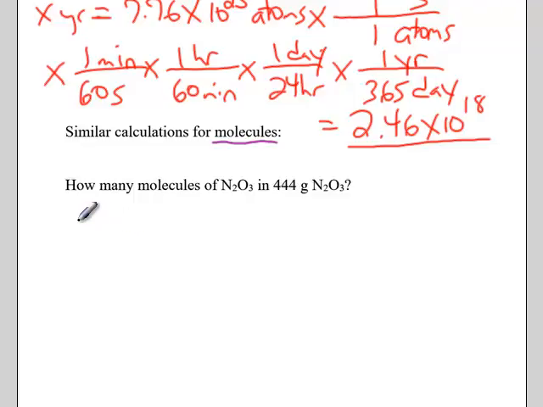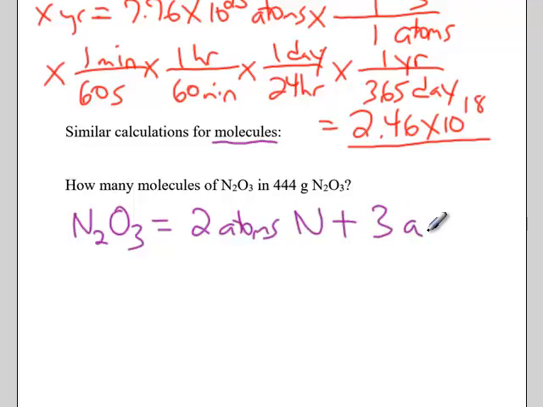The key thing is the chemical formula. The subscripts 2 and 3 tell us that we have 2 atoms of nitrogen and we have 3 atoms of oxygen in every molecule of dinitrogen trioxide.